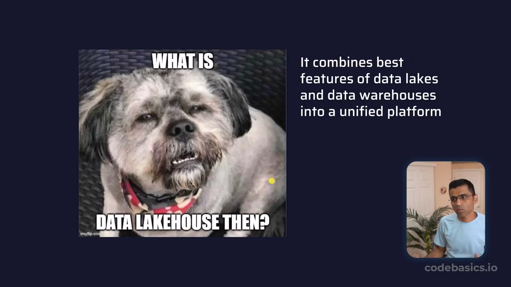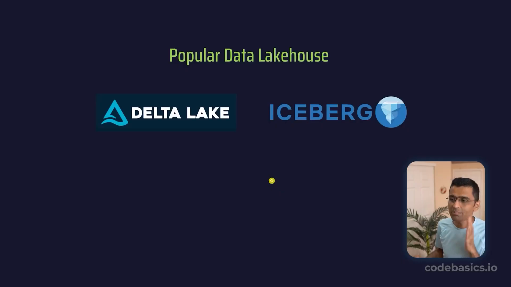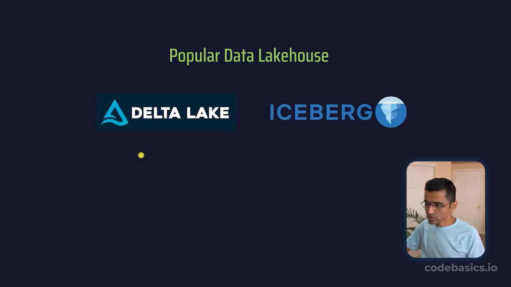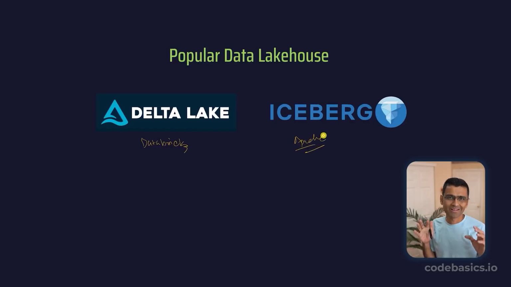Now you might ask, what exactly is data lakehouse? Folks, simple. It combines the features of both the worlds, data lake and data warehouse, into a unified platform. And there are 2 examples. Delta Lake, which is a solution by Databricks, and then Iceberg, which is by Apache. These 2 are the examples of popular data lakehouses.